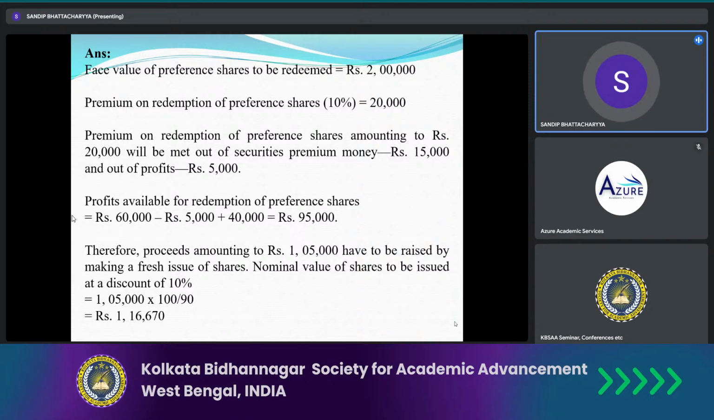So we must categorize into categories, that is, out of profit as well as out of fresh issue. Out of profit means the accumulated profit. Out of fresh issue means you do not have a sufficient amount of funds. I hope up to this it is clear, my dear students.